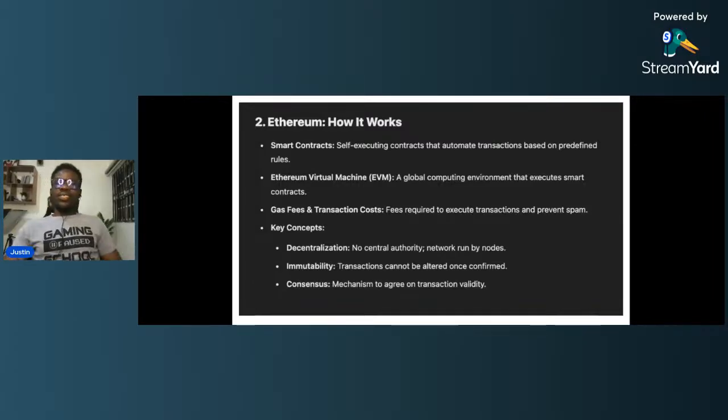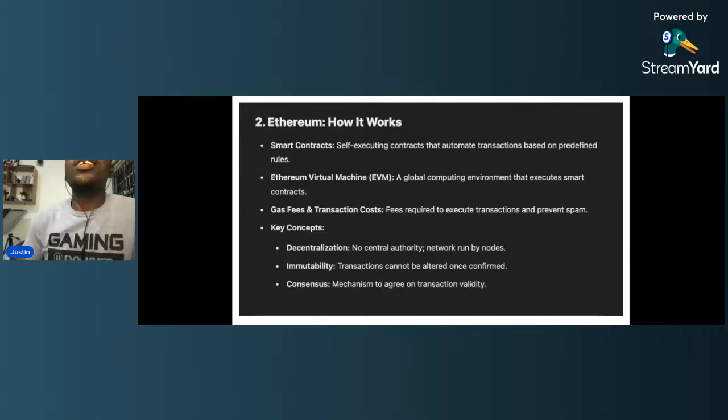So, key concepts. Decentralization: no central authority, the network is run by nodes. Immutability: transactions cannot be altered once confirmed. Consensus: a mechanism to agree on transaction validity. So let me take on this decentralization. You know, I don't know if you have heard of these people they call cyberpunks. A minute. Let me share my screen.